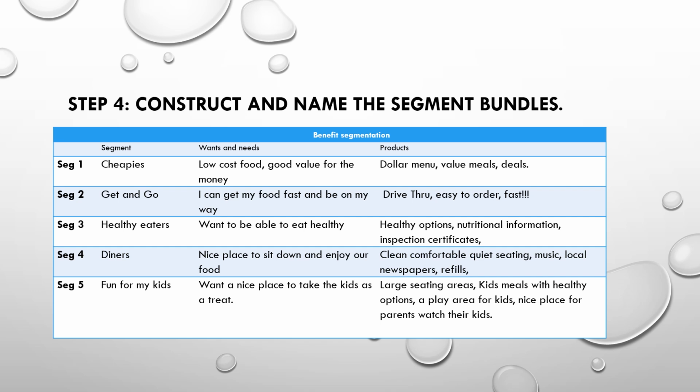The third group we might refer to as healthy eaters. They want to be able to eat healthy even though they're at a fast food restaurant. Segment 4 we might call diners. These are people who want a nice place to sit down and enjoy their food. And this fifth segment might be people who are interested in fun for their kids, where I want a nice place to take my kids as a treat.